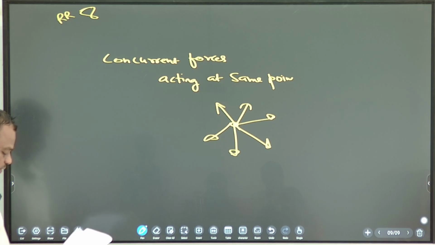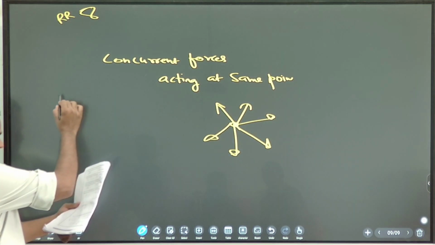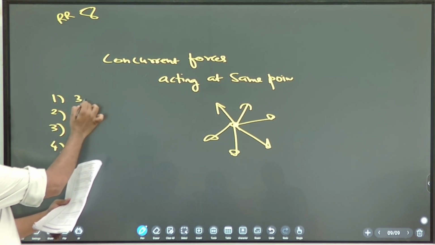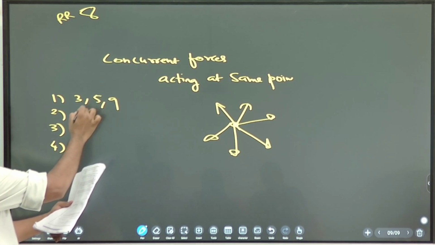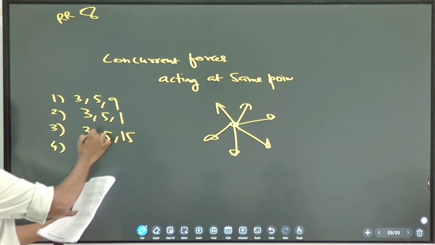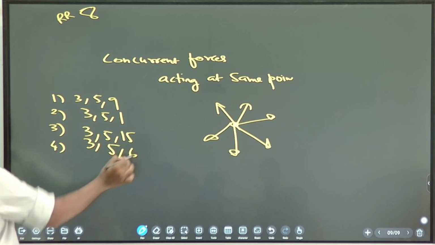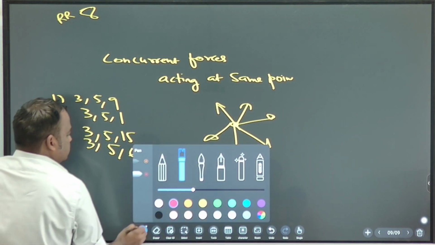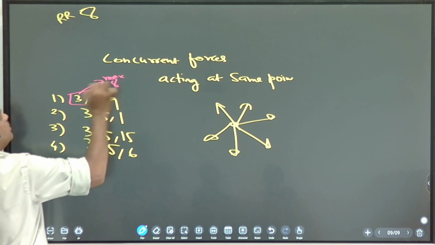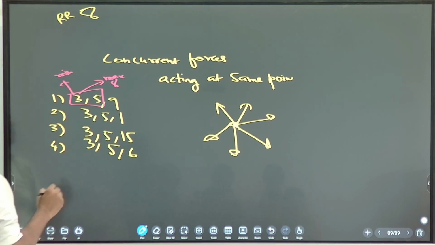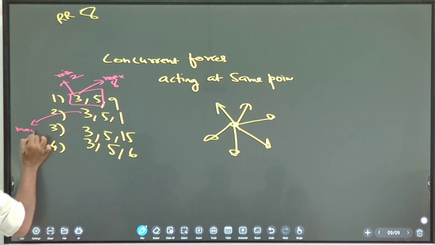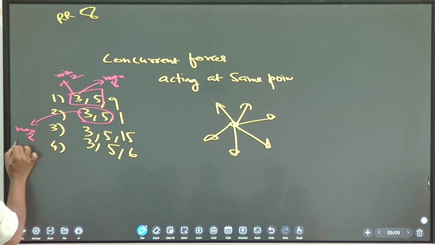They are in equilibrium. So how to solve these type of questions? We have discussed this in class also in vectors. The options are 3, 5, 9; 3, 5, 1; 3, 5, 15; 3, 5, 6. You take first two. What is the maximum? 8. Minimum? 2. Second, maximum 8, minimum 2.